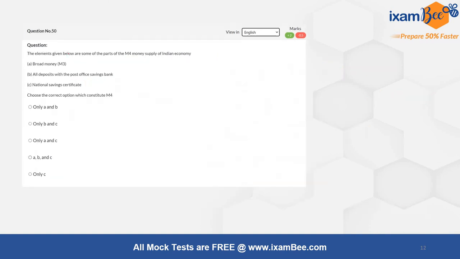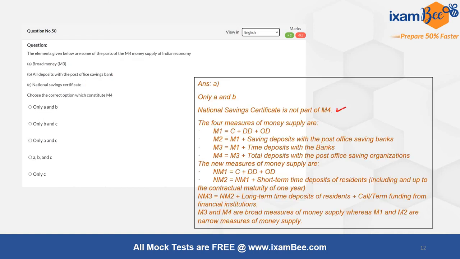Okay, now the next question is that you are given the elements of the M4 money supply in the Indian economy. Options are broad money M3 plus all deposits with the post office savings bank and national savings certificate. Now you have to choose the correct option, which would constitute M4. So we know that national savings certificate is not part of any of the measures of money supply M1, M2, M3, M4. So the C option is incorrect, but M4 includes the broad money M3 and all the deposits with the post office savings bank. So national savings certificate is not part of M4.